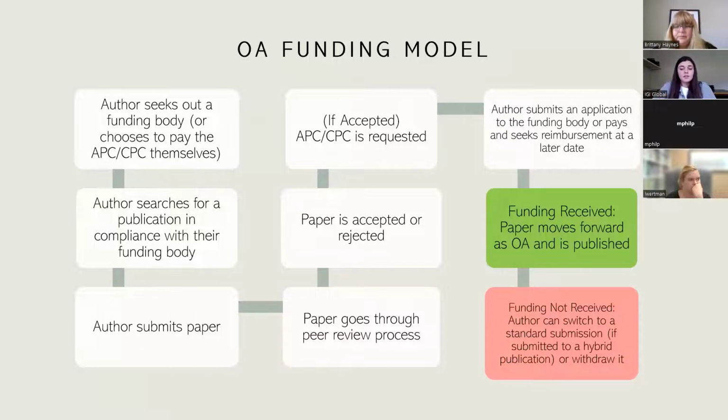If funding is not received, the author can either switch their submission to standard. That's if the publication is not already fully open access to begin with. This would typically work with a hybrid publication. And then the other option is to withdraw that work completely from the OA publication.